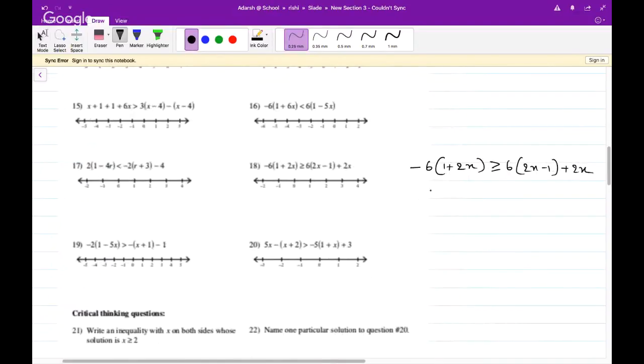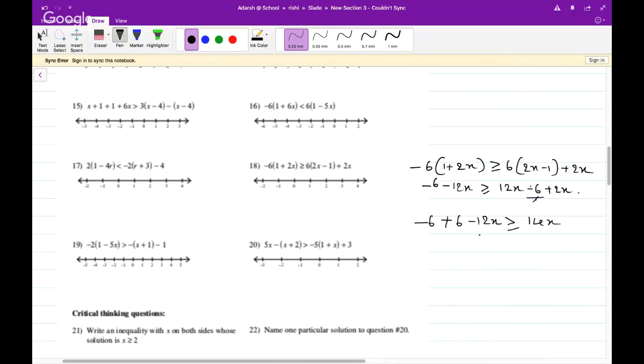So open this bracket first. So -6 minus 12x greater than 12x plus -6 plus 2x. Now take all the x terms on one side, all the number terms on one side. So this -6 has to go on the other side. So this -6 on the other side is +6. Let this 12x be here only as of now.